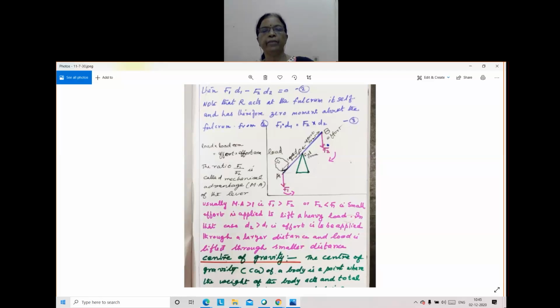We keep the load here. When we keep a load here on this rod, this is the rod, the blue color line rod, a force is exerting downwards, so it will have a torque in the anti-clockwise direction. And here, if we apply a force downwards, there will be a clockwise moment. When the clockwise moment and the anti-clockwise moment are equal, it will be balanced.